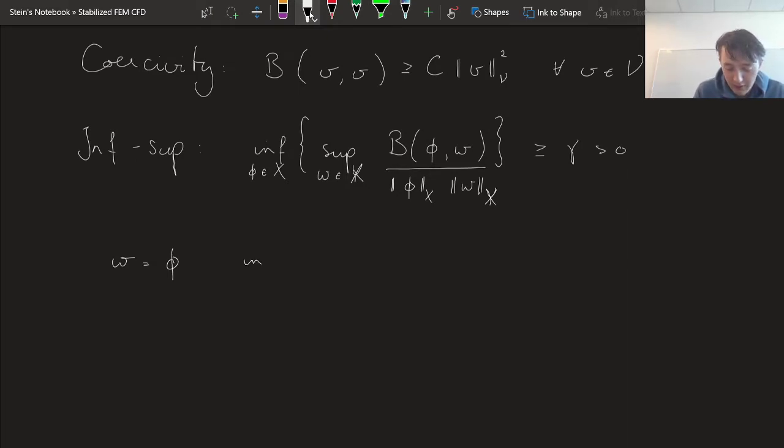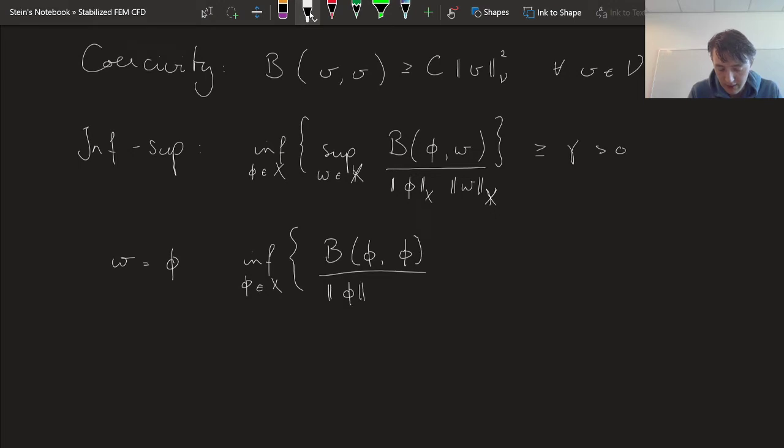This says the infimum of the supremum. Well, no, sorry. Then I already made a choice for w, so I'm not allowed to write this supremum anymore. So I'm substituting something in place of w, so then I simply get the infimum of phi in x of b of phi over the norm of phi in x squared. That has to be larger than or equal to some constant gamma, which has to be larger than 0.